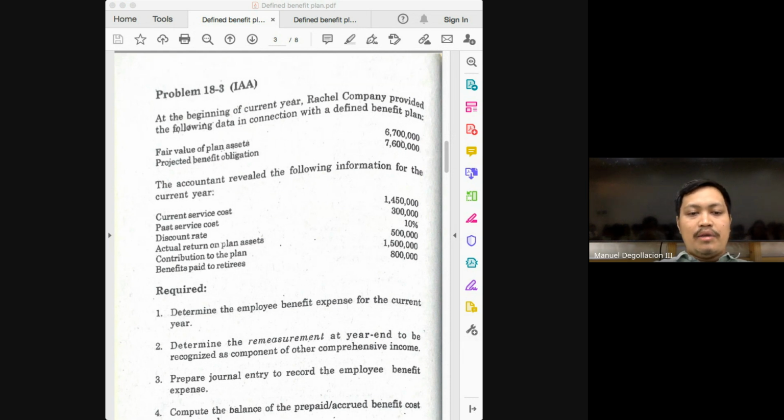Proceed to the remeasurements. The very common remeasurement would be the remeasurement gain or loss from your plan assets. And how do you solve for it? By getting the difference between the interest income on your FVPA and the actual return on your plan assets. How much was the interest income on your FVPA? 670. Compare that with the actual return. The actual return is only 500. So there's a difference of 170.